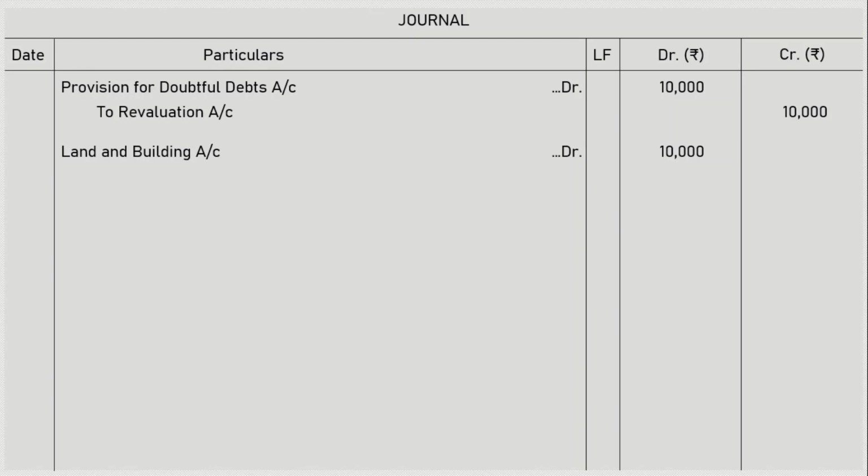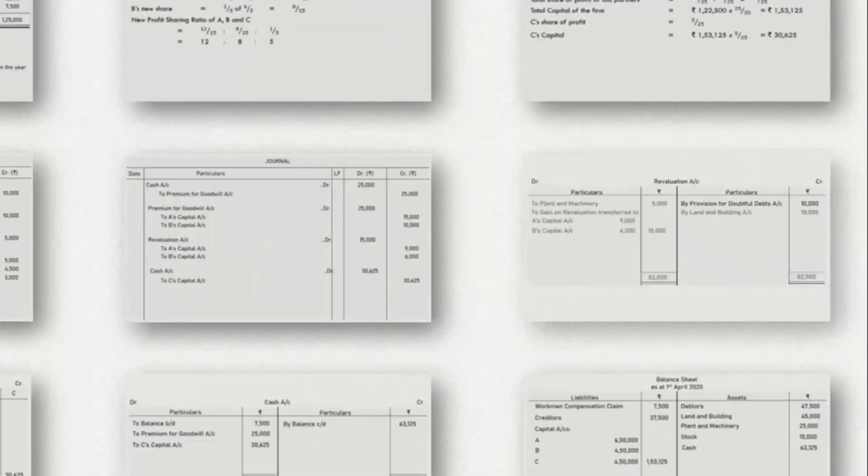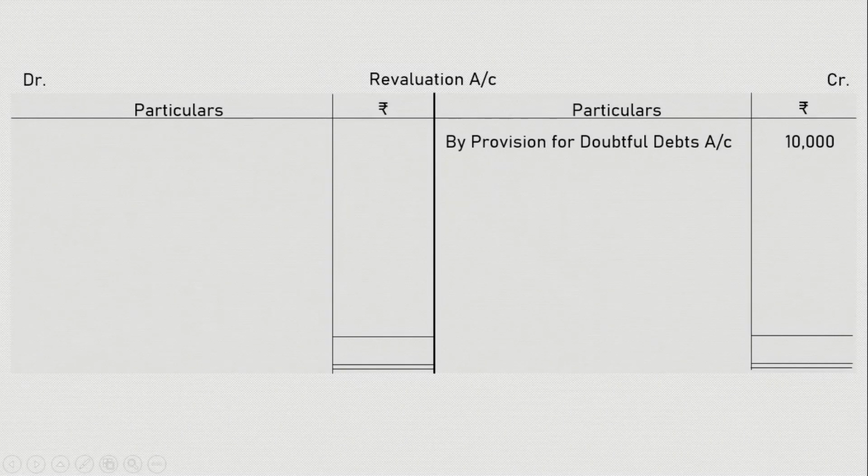All incomes and gains are credited. Credit revaluation account. Okay, done. Let's go to revaluation account. As this is our gain, it will come on credit side, by land and building 10,000.